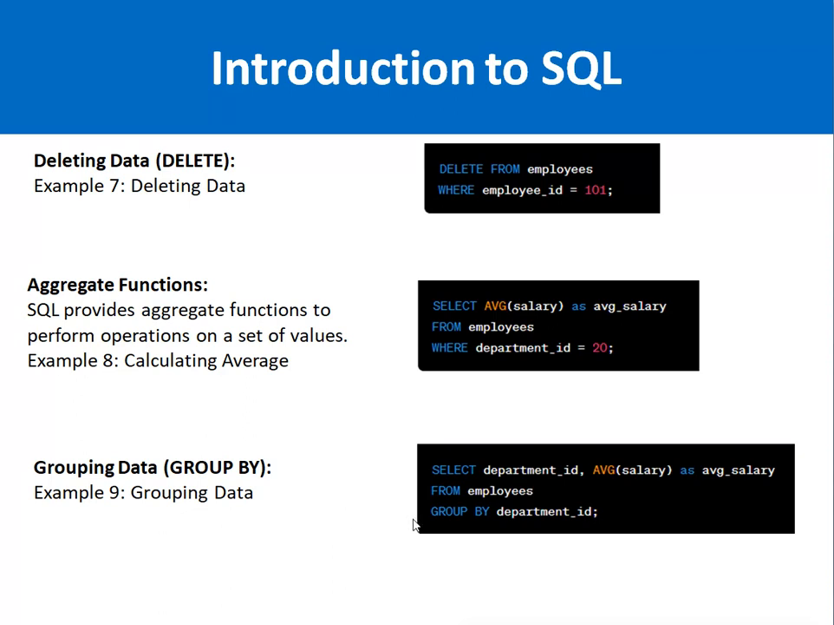Then the GROUP BY clause. GROUP BY means that it will group the data. How will it do it? For example, SELECT department_id, AVG(salary) FROM employees GROUP BY department_id. On the basis of department ID, it will calculate the average salary by department and retrieve it and show it to you.